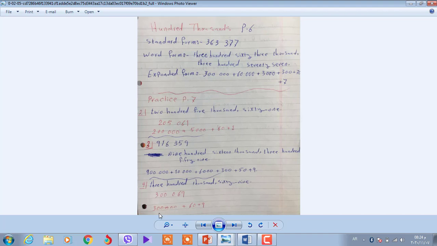In expanded form we have 3 in the 100,000s place, so we have 300,000 plus. In the 10,000s place we have 0, so we go to thousands. In thousands we also have 0. In hundreds we also have 0, dear student. So we go to the tens place, where we have 6, plus 60. So 300,000 plus 60 and plus 9 in ones, because we have 9, dear student. Now we solve practice 5.